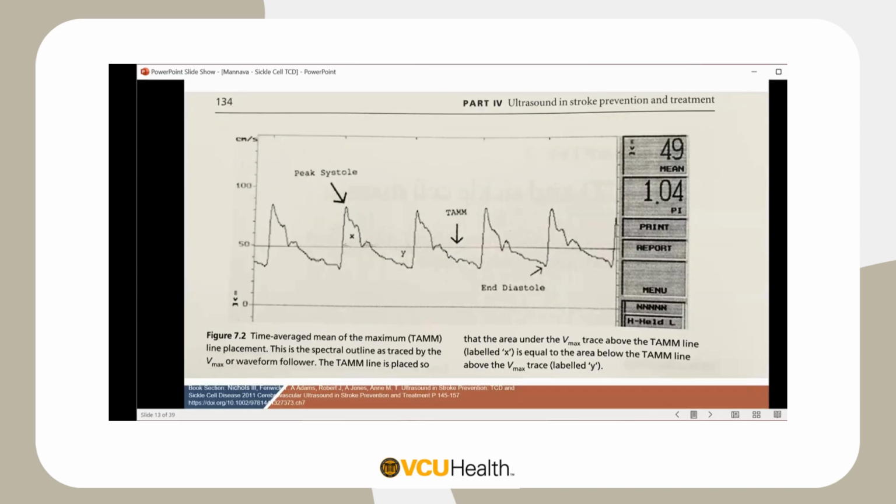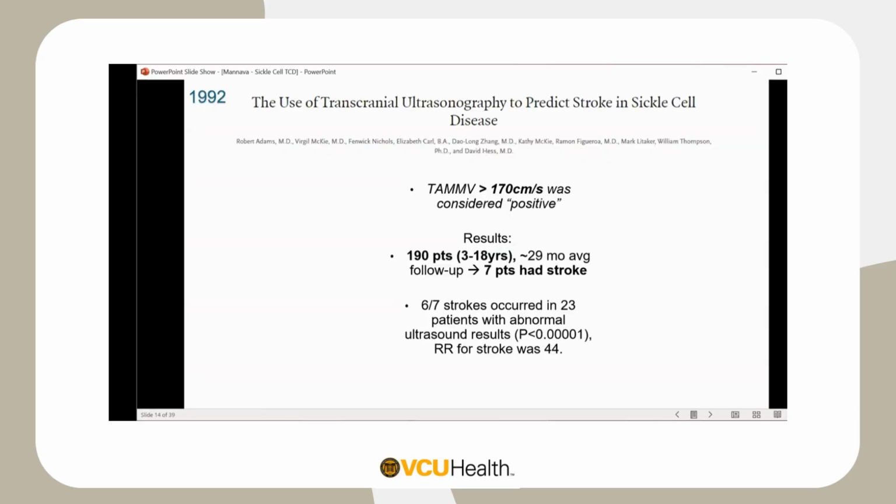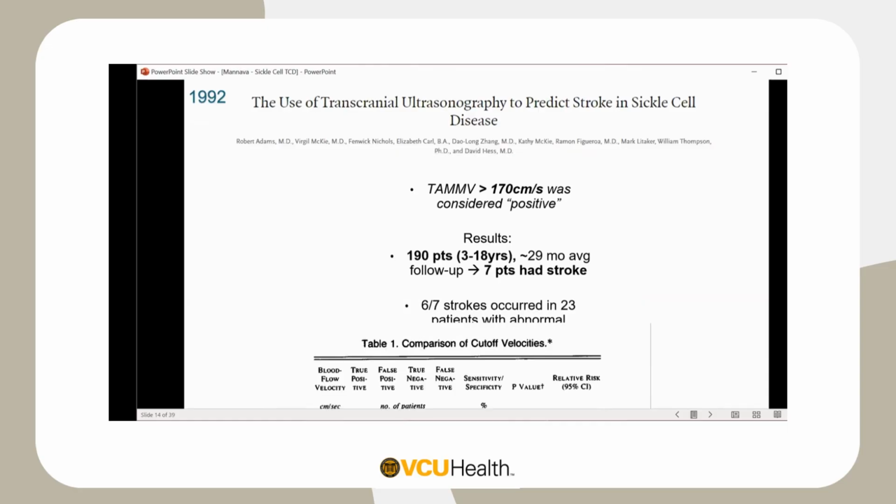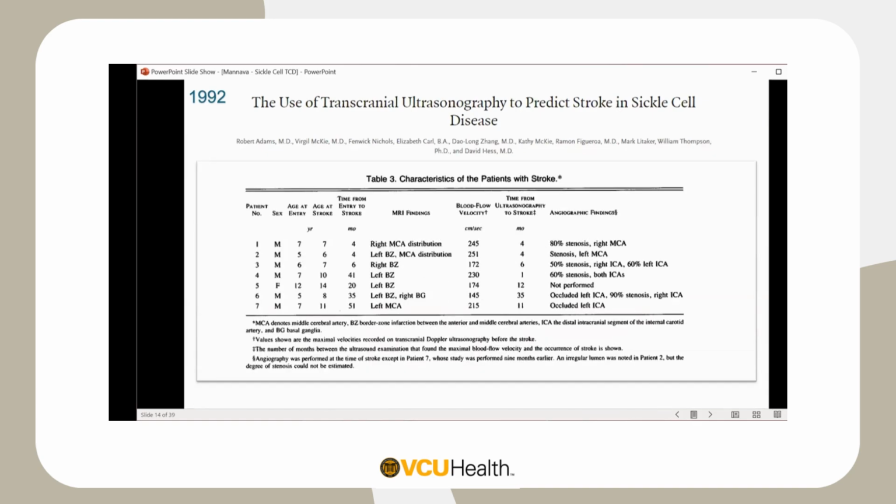They used what we call the TAM velocity, where you take the spectral outline and place the TAM line in a way where the area under the curve X and the area above the curve Y are equal. They found that a TAM velocity of greater than 170 was considered positive. Seven patients who had that threshold had a stroke. Six out of the seven had this exact greater than 170 cutoff, but even the one that didn't had an occluded left ICA, so you can imagine their velocity would probably have been higher.